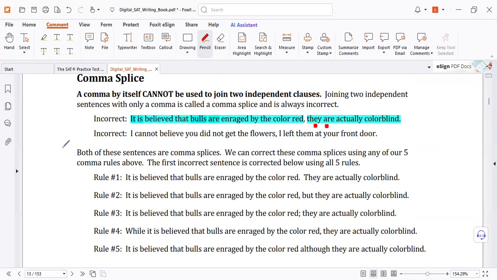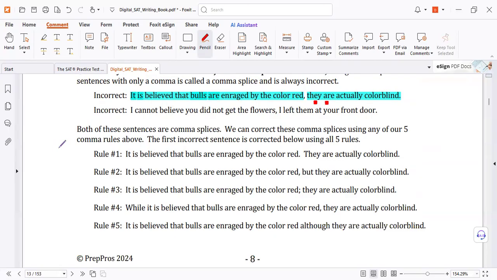So how can we correct it? Find any way to correct it like that: full stop, comma with FANBOYS, semicolon, conjunction at the beginning, conjunction in the middle. Find any way from the answers, and we will correct it right now.